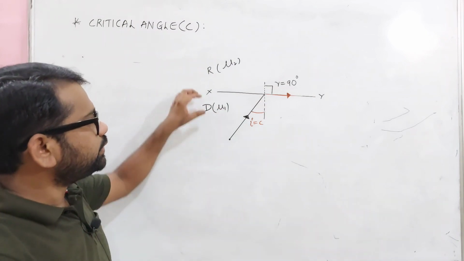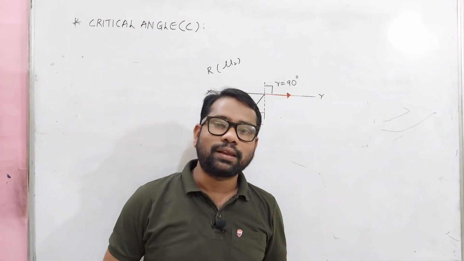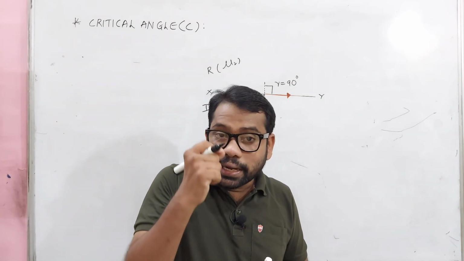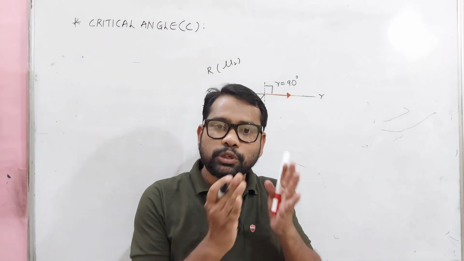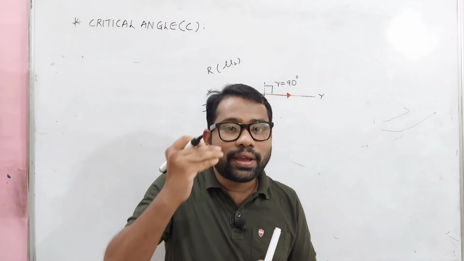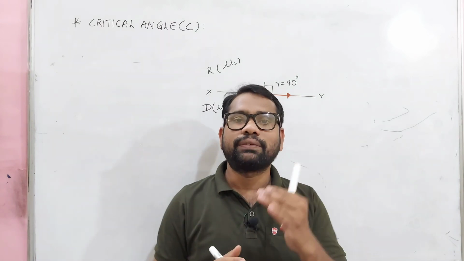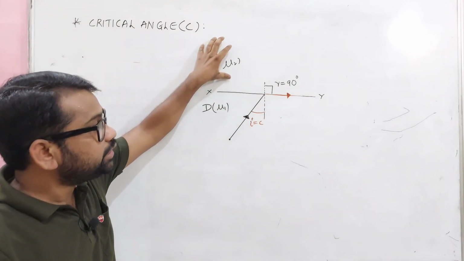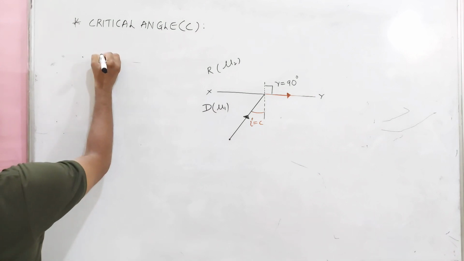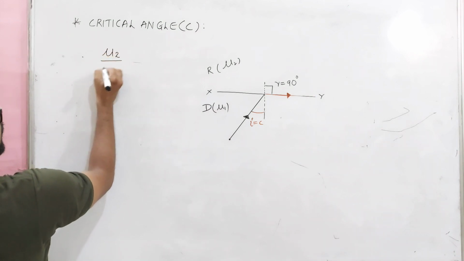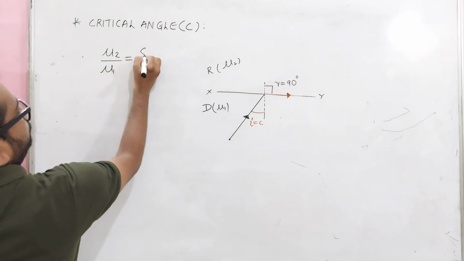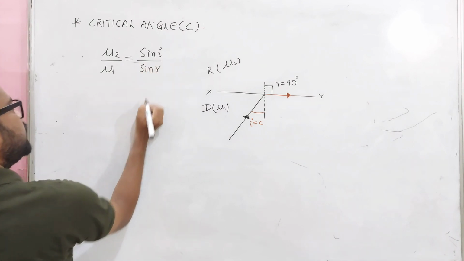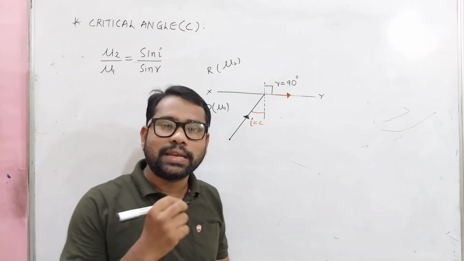Now dear children, at this surface XY, let us apply Snell's law. Children, once again let us recall Snell's law. What is Snell's law? The refractive index of the second medium with respect to the first medium is equal to the sine of the angle of incidence by the sine of the angle of refraction. So we should write it like this: refractive index of second medium by first medium is equal to sin i by sin r. This is Snell's law of refraction.